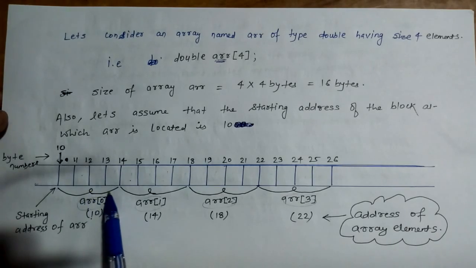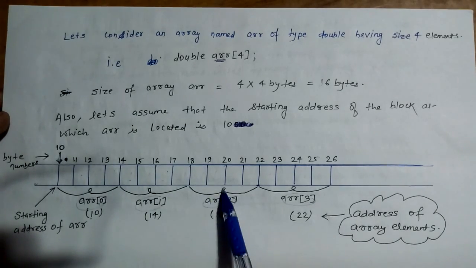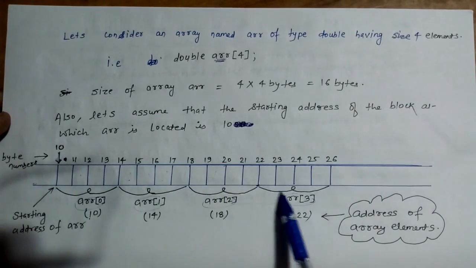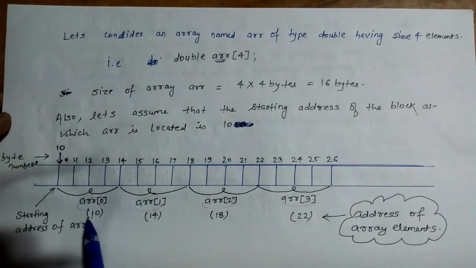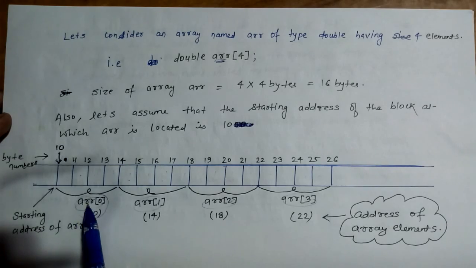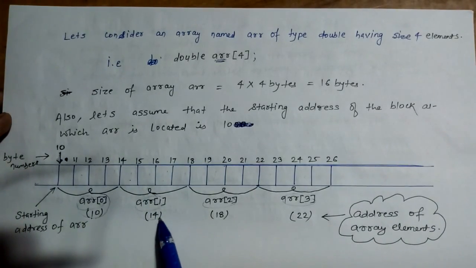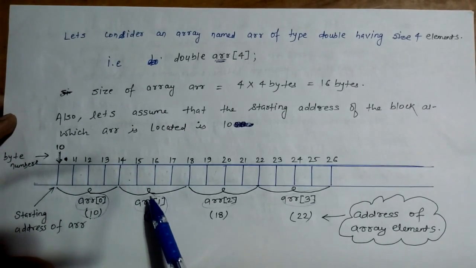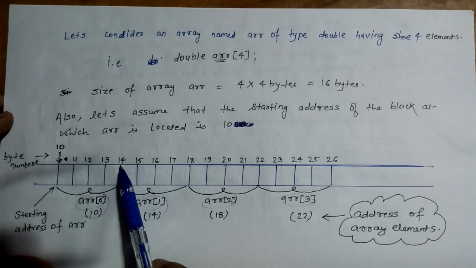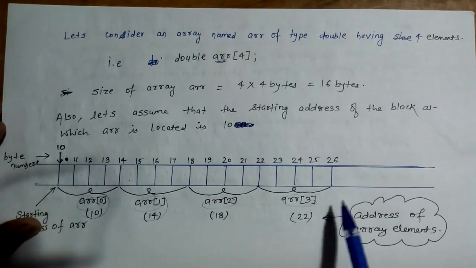So this is the block taken by the element at index 0, this is the block taken by the element at index 1, this is the block taken by the element at index 2, and this is the block taken by the element at index 3. Every array element has its own address. The address of the element at index 0 is 10, the address of the element at index 1 is 14, because for any array element its address is the starting address of its block. Similarly this is 18, and this is 22.